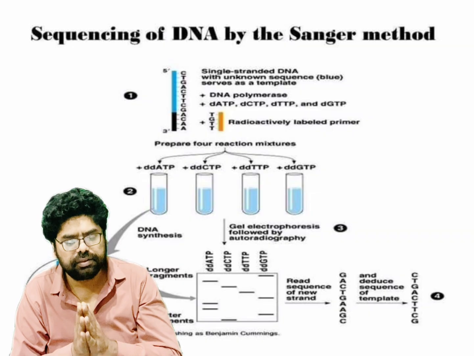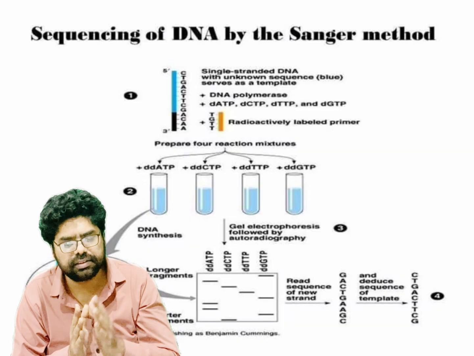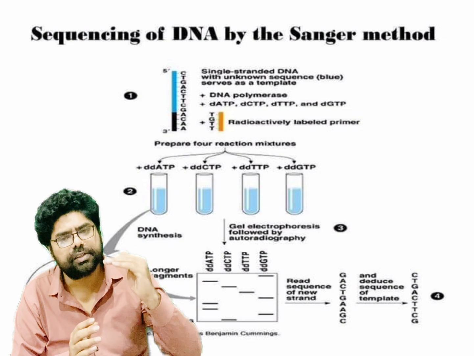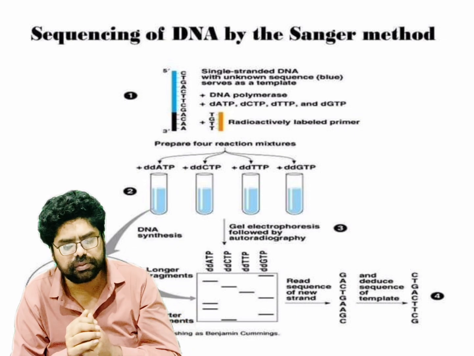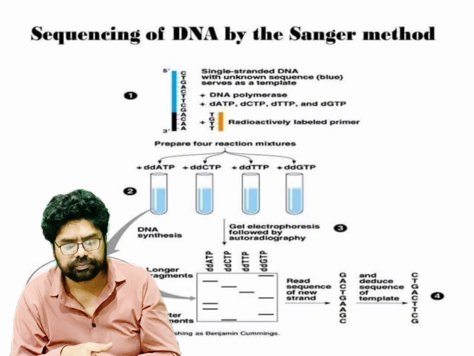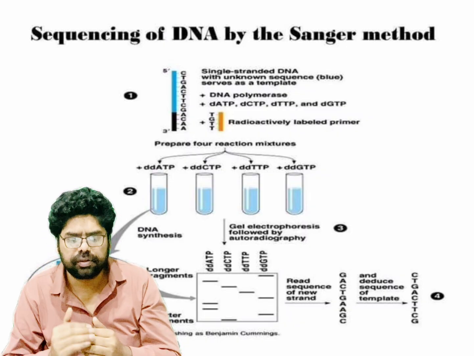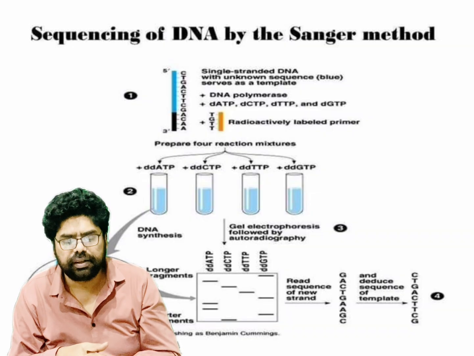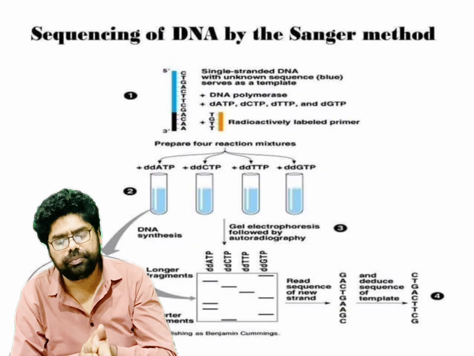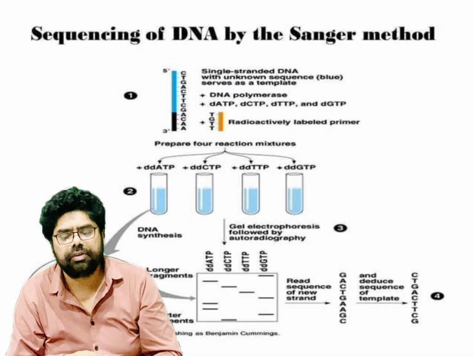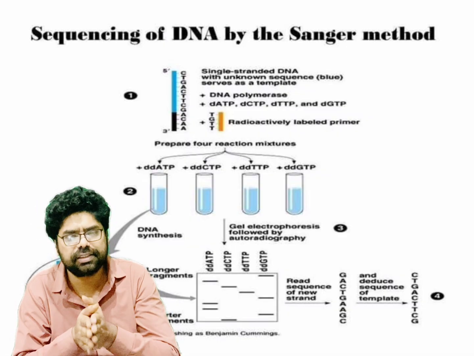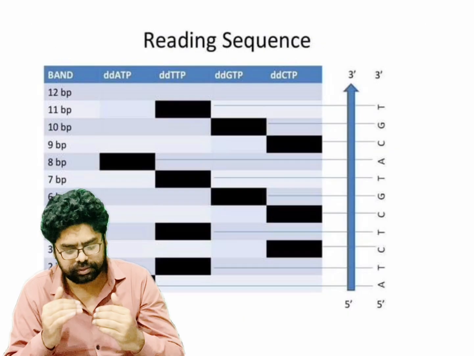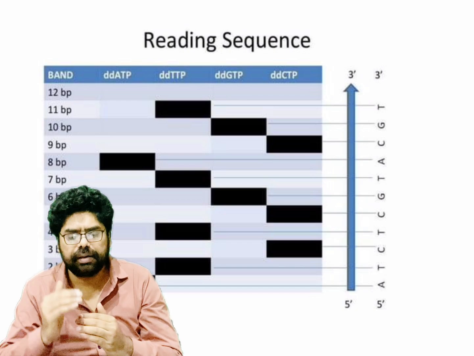While running on the gel, we have 4 lanes: ddATP, ddCTP, ddTTP, and ddGTP. Longer fragments will be at the upper part and shorter fragments at the lower part. We read the Sanger gel from bottom to top, in the 5' to 3' direction, and deduce the sequence of the template. The complementary strand of this read sequence will give the sequence of our original template. So this is how the template reading basically takes place, going from the bottom of the gel upward, 5' to 3'.